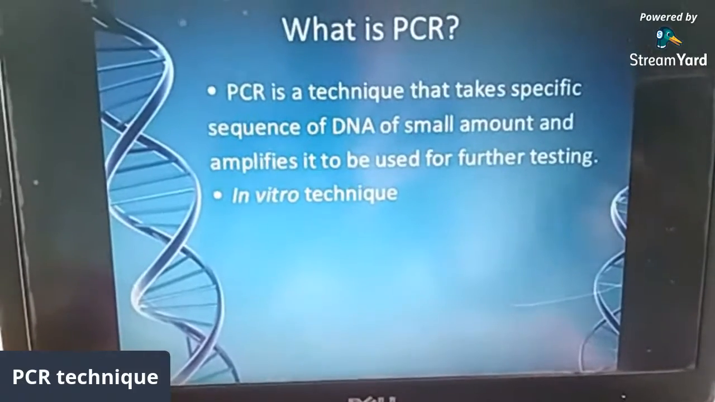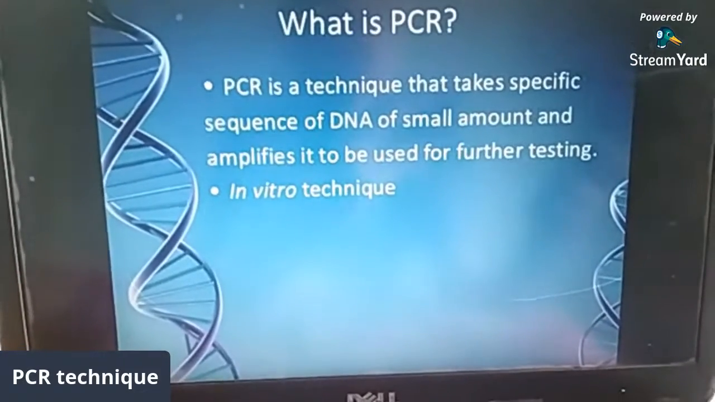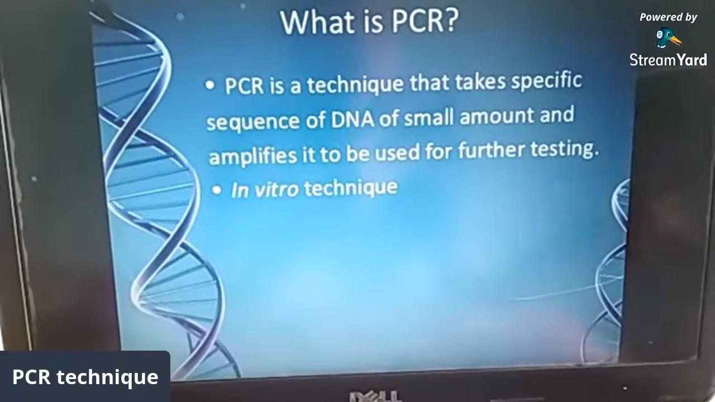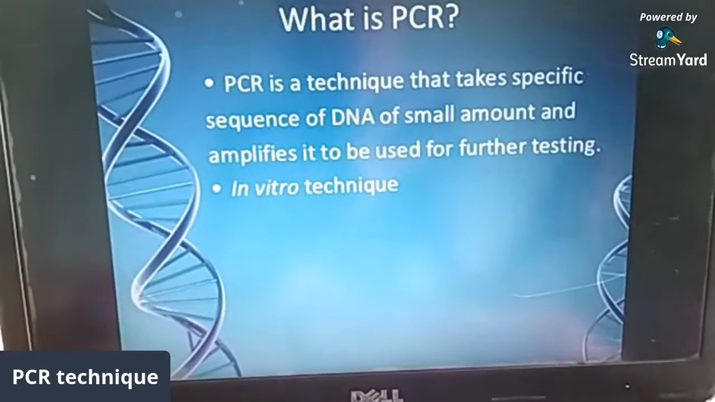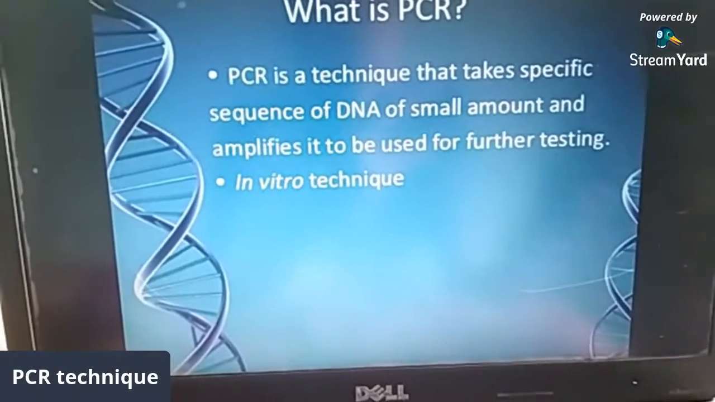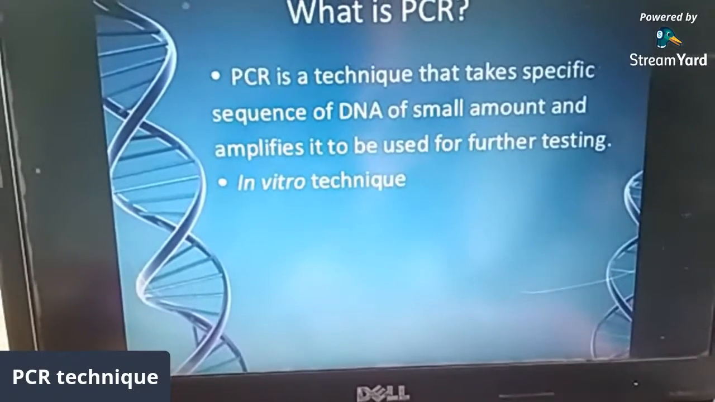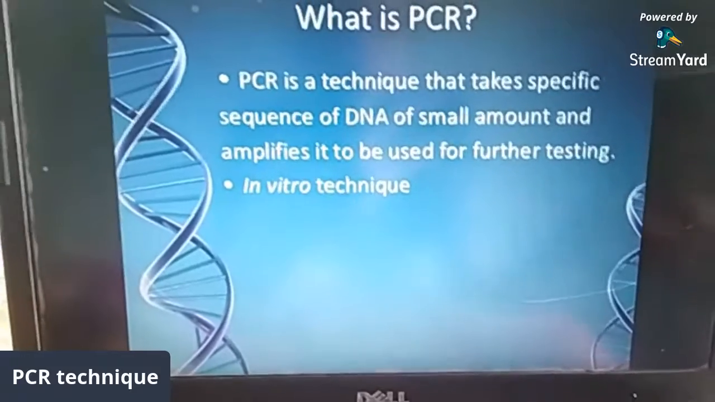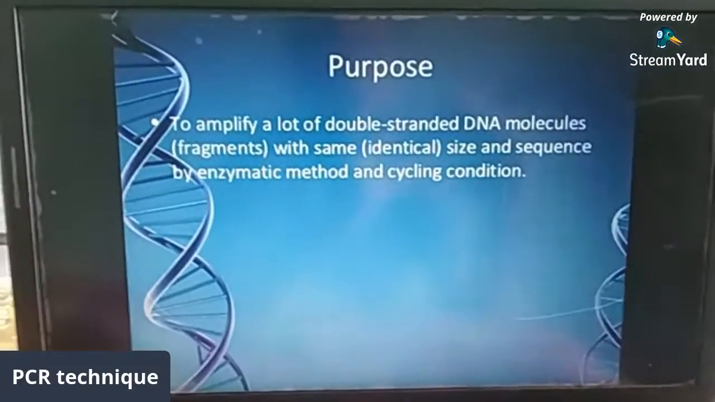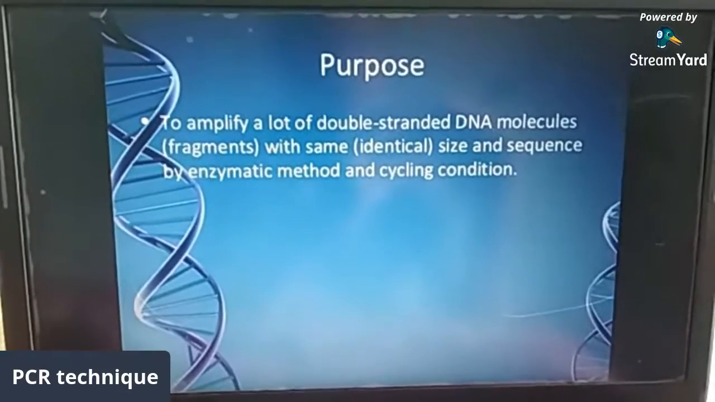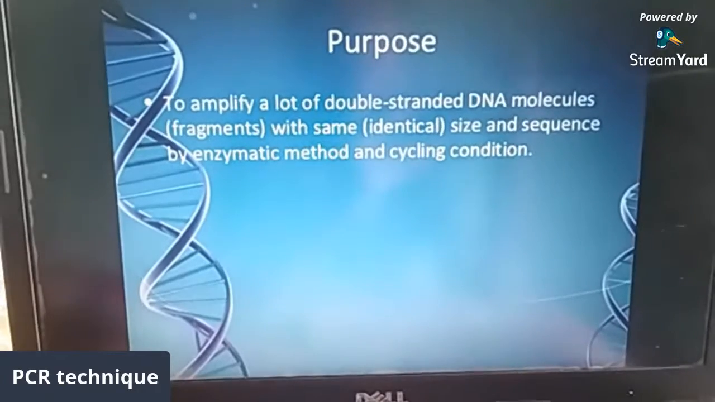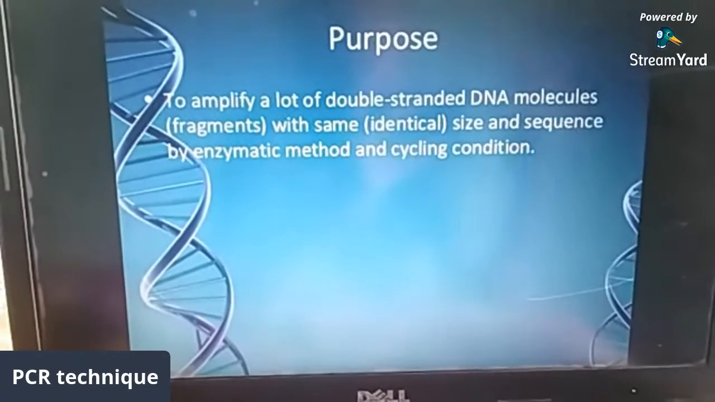So what is the meaning of PCR? PCR means that through this technique, through this polymerase chain reaction, we get a big amount of the desired DNA sequence from a very small amount of DNA. Okay, so this is the basic idea of PCR. So what is the purpose of PCR? To amplify. Amplify means getting a large amount of something. It means to replicate.